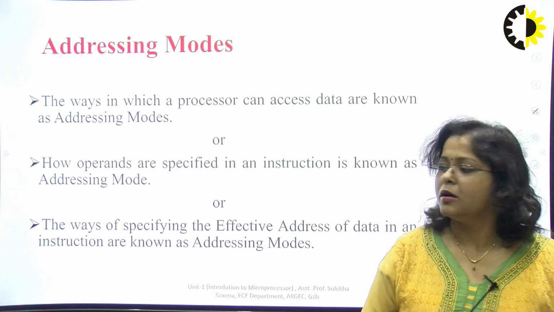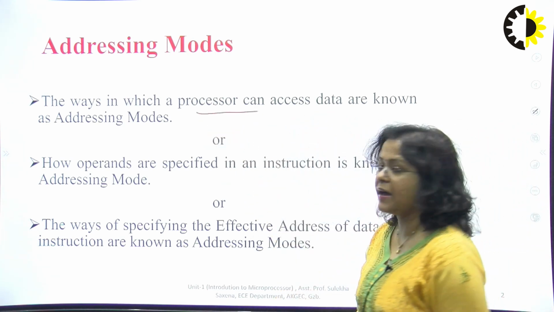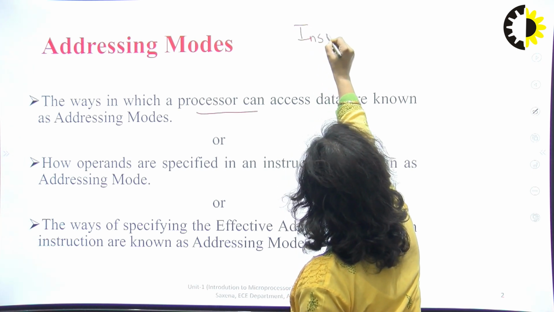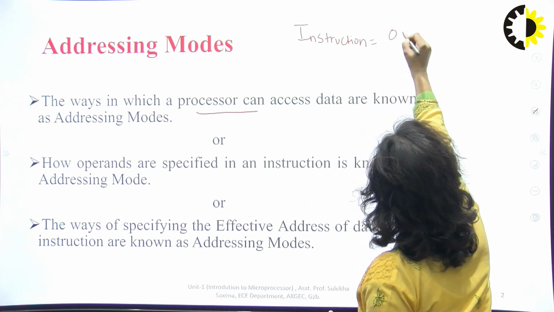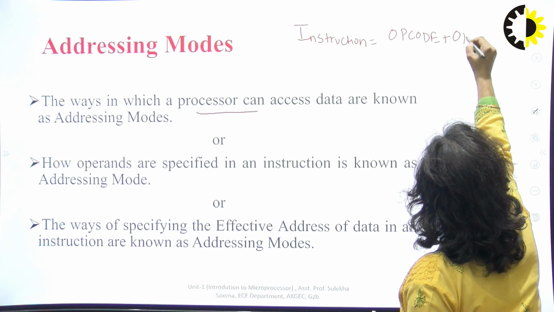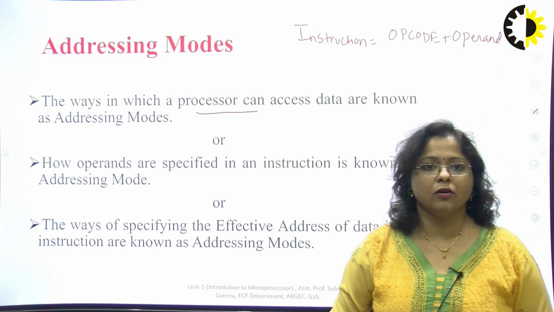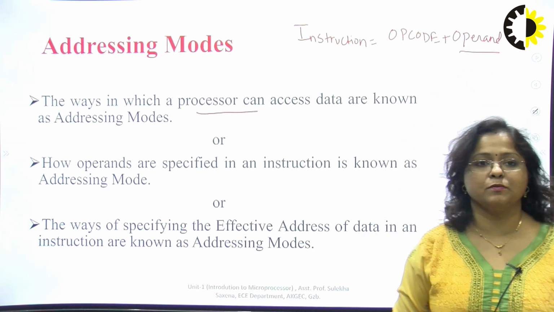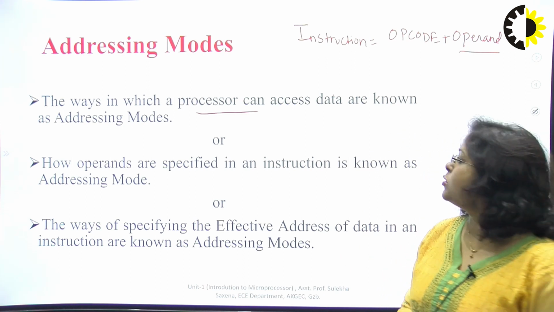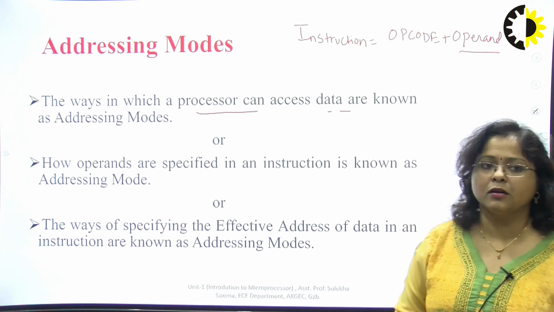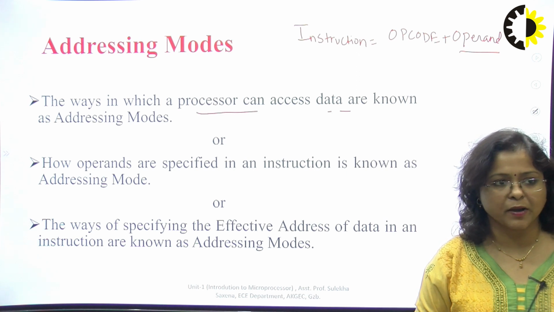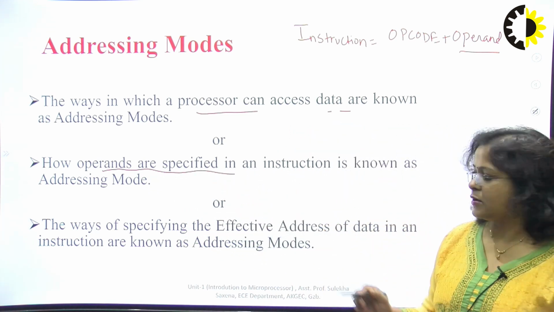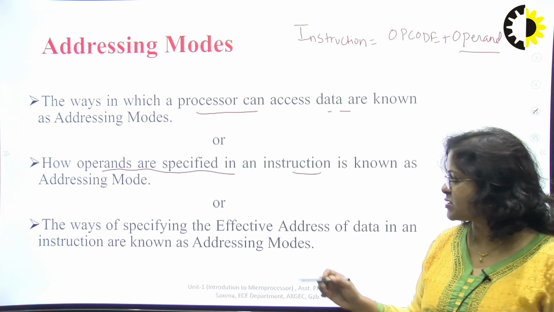What are addressing modes? The way in which a microprocessor accesses data from memory is called addressing modes. Before that, we must know that an instruction consists of opcode plus operand. Opcode defines the operation to be performed by the microprocessor, whereas operand defines the data on which the microprocessor performs the specified operation. So, the way a microprocessor accesses data will define the various addressing modes of a microprocessor, or we can also say that the type of fetching the operand in an instruction from memory or IO defines the addressing mode.